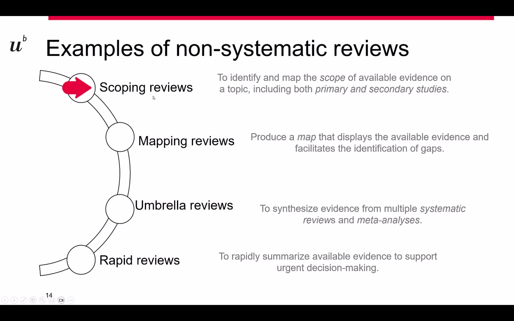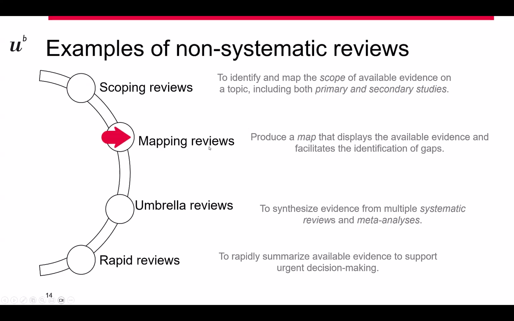The first is scoping reviews. And here you are synthesizing information that can be original studies or secondary studies like reviews. And here the interest is to scope what is the available evidence about the topic of your interest. So it's basically also making a description.